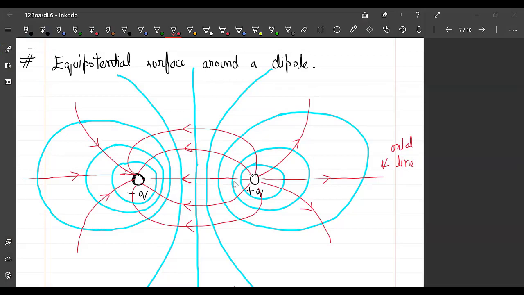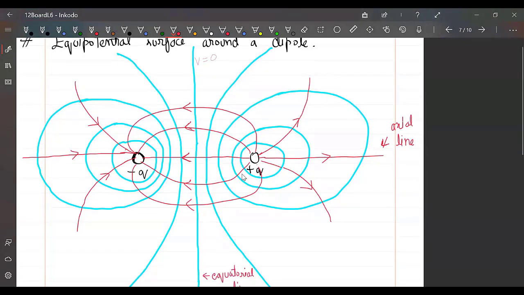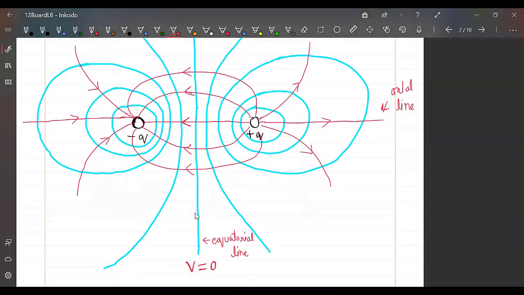And equipotential surfaces are distorted spheres, you can say. And at the center, there will be a plane because at the center potential will be 0. This is the surface at which potential is 0 because it is equally separated from the positive charge and negative charge, which are equal in magnitude. And the rest will be like this. This equatorial line will have potential 0, but on the axial line, they will have different potential at different points.